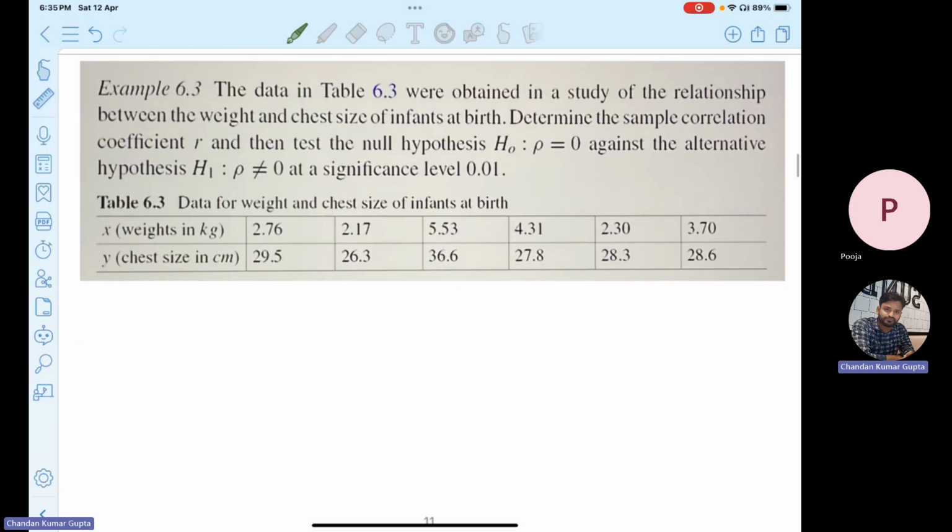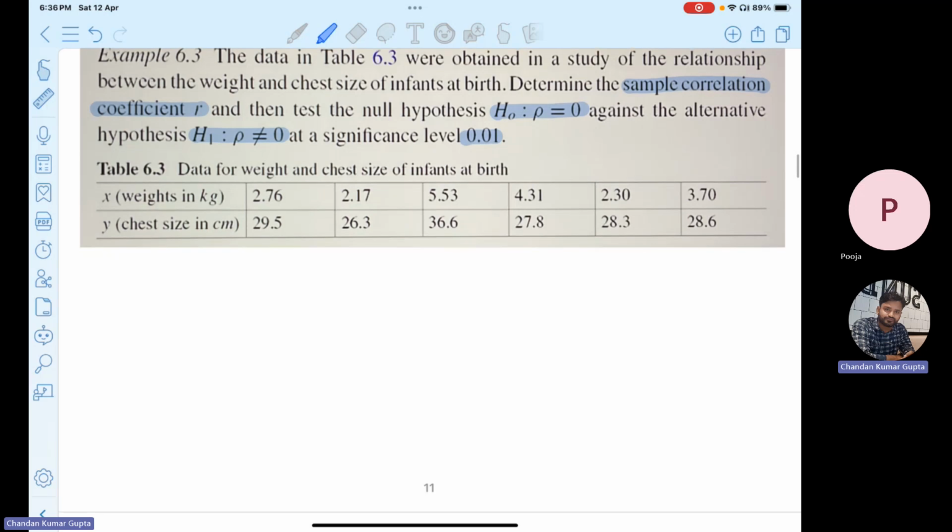The question is: the data in the below table were obtained in a study of the relationship between the weight and chest size of infants at birth. Determine the sample correlation coefficient R, and then test the null hypothesis that rho equals 0 against the alternative that rho is not equal to 0 at the 0.01 level of significance. So we need to calculate this.